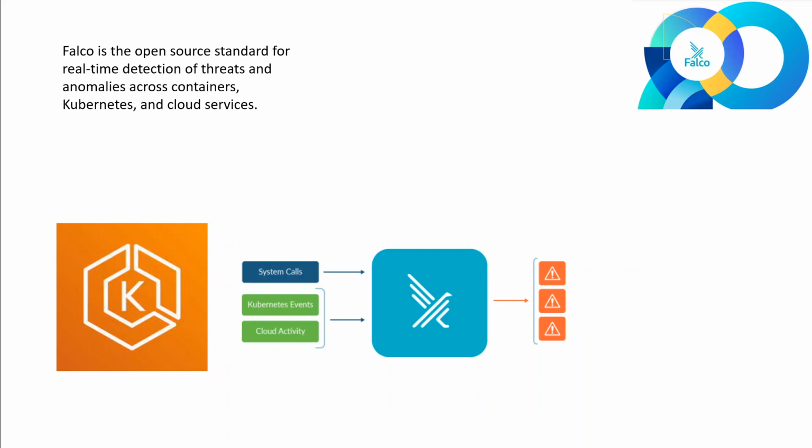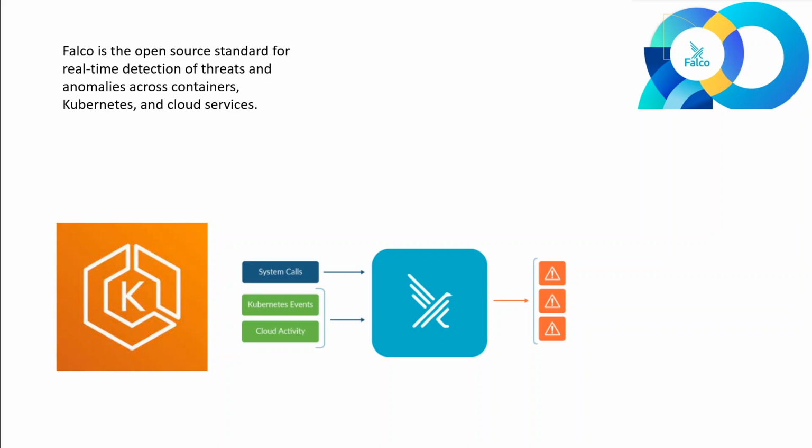Falco is the first runtime security project to join CNCF as an incubation level project. Falco acts as a security camera, detecting unexpected behavior, intrusions, and data theft in real time. Falco detects threats at runtime by observing the behavior of your applications and containers. Falco extends threat detection across cloud environments with Falco plugins.